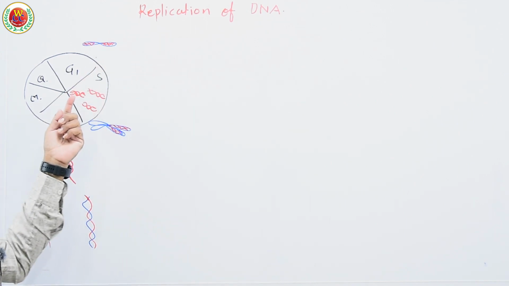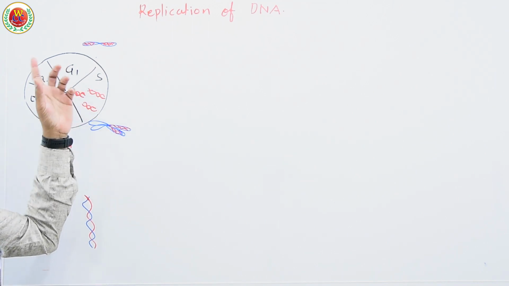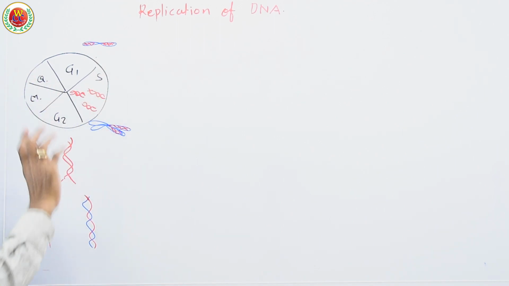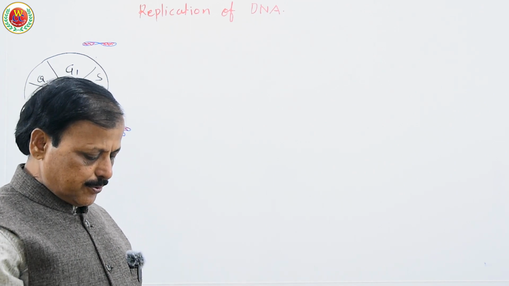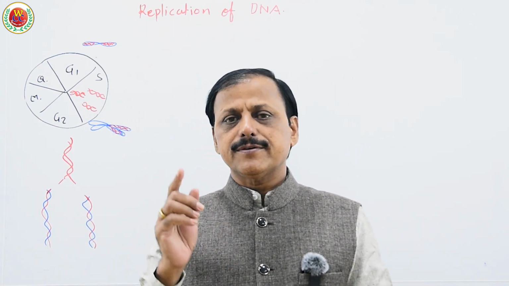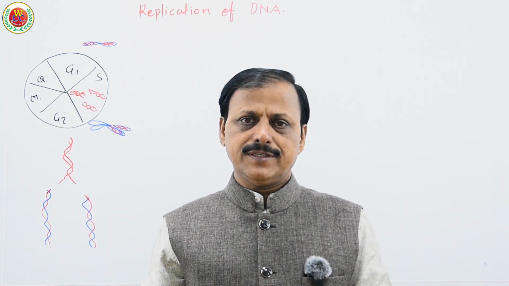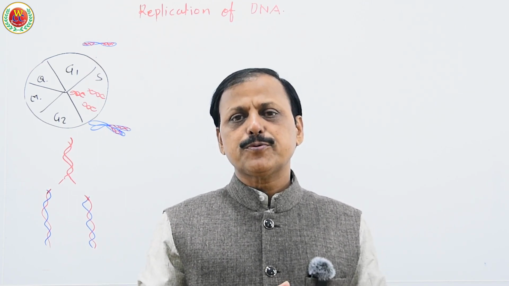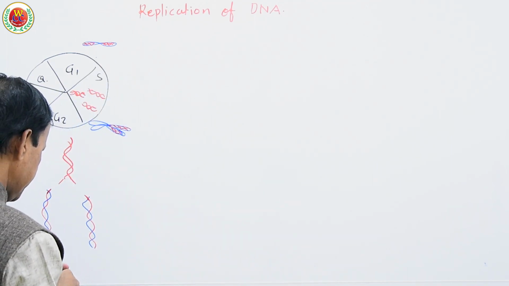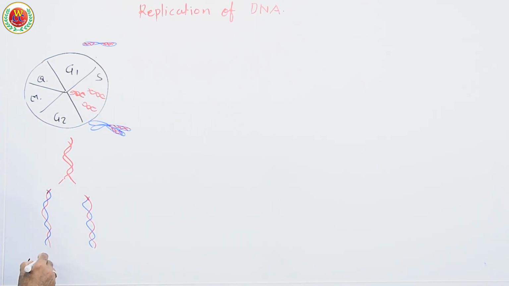So once again, replication of DNA occurs during the synthesis phase of the cell cycle, where one DNA double helix becomes two DNA double helices, and a monovalent chromosome becomes bivalent. To understand this process, first let us consider the entire length of the DNA. Just imagine we have 6.6 into 10 raised to the power 9 base pairs. How many total base pairs do we have? 6.6 into 10 raised to the power 9 base pairs.